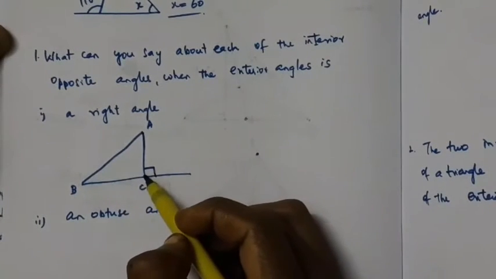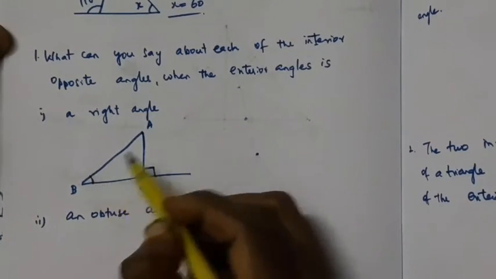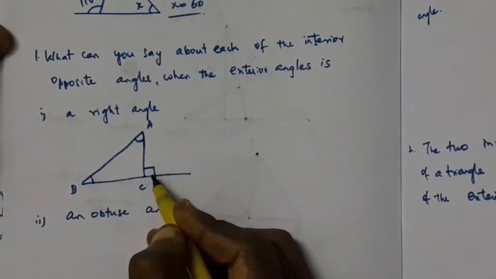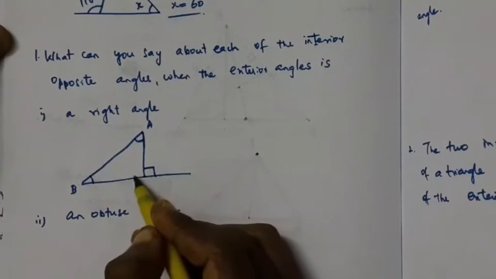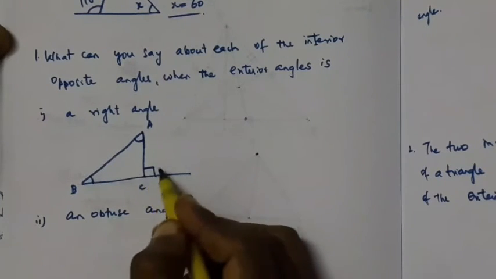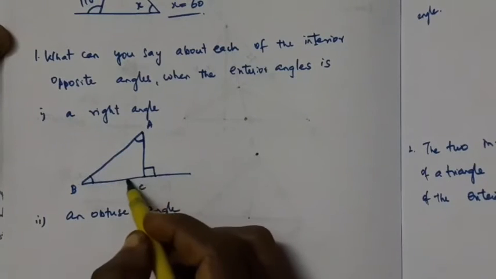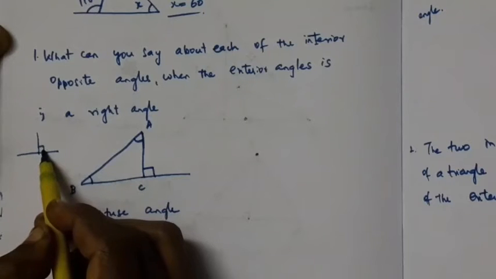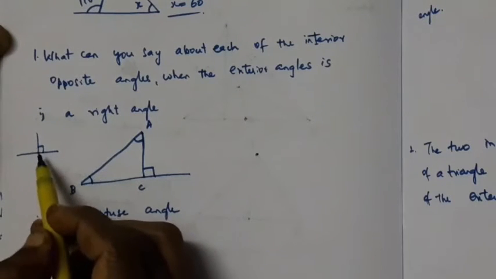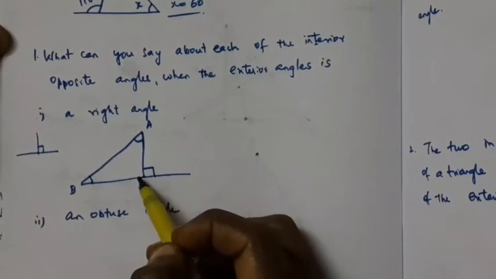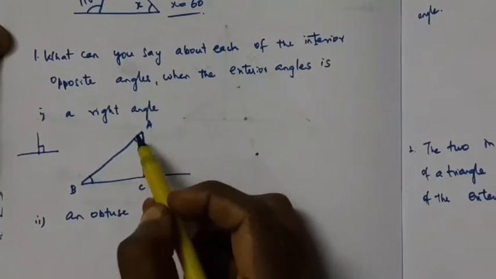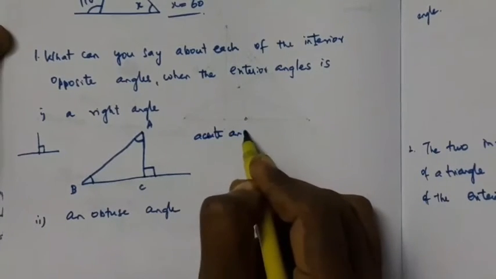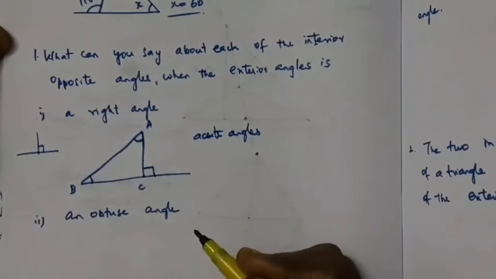So what can you say about each of its interior opposite angles? For this exterior angle, these two are the interior opposite angles. Okay, so this is 90 degrees, I can say this angle is also 90 degrees because the total should come as 180 degrees because it's a straight line. In a straight line, if this is 90, this is also 90 because the total is 180. So what I can say is these two angles are acute angles.